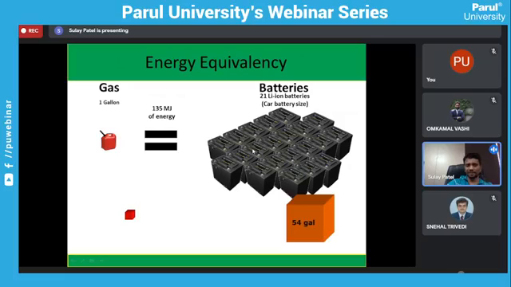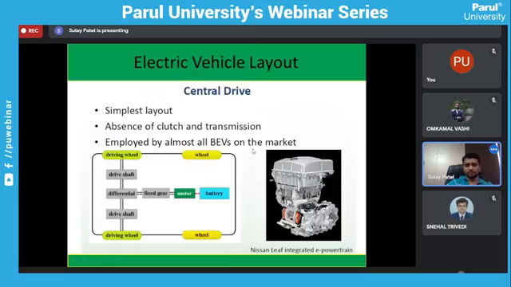So this major research is going on in electric vehicles in this particular area: how to increase the range of the vehicle, how to reduce the weight of the battery, and how to increase the battery efficiency. As you know, there are different types of layouts for petrol and diesel vehicles, like front engine rear wheel drive, rear engine rear wheel drive, front engine four wheel drive. Likewise, let us discuss something about electric vehicle layouts.